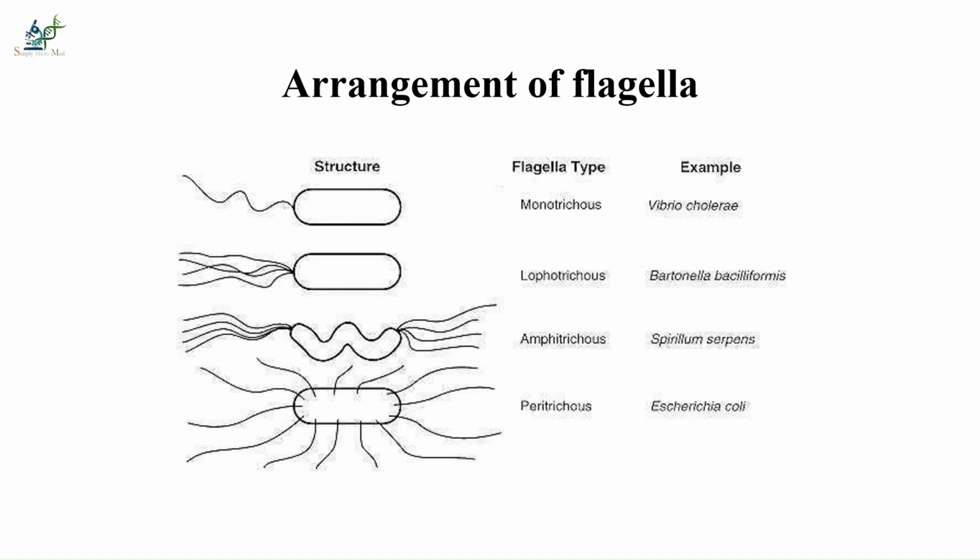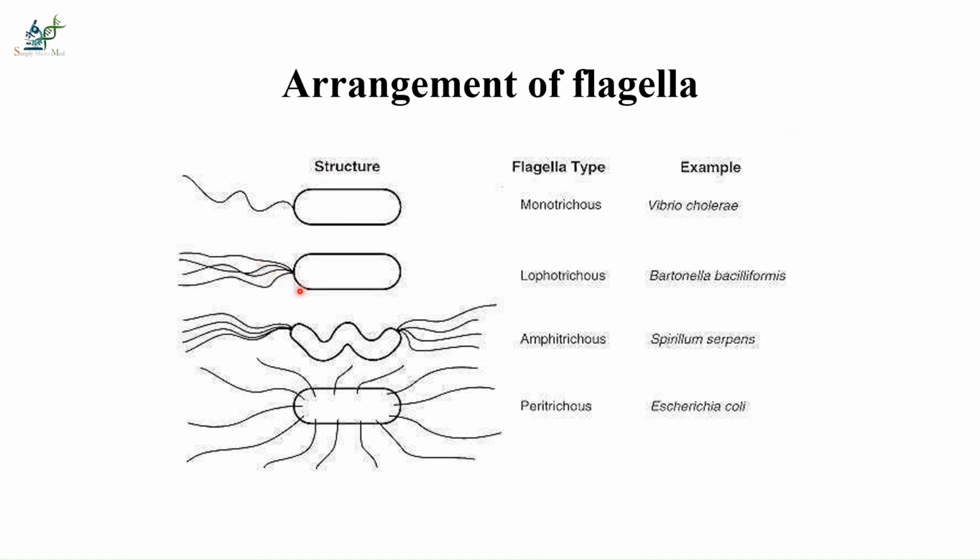Next, about the arrangement of flagella. Depending upon the arrangement of the flagella, we can classify bacteria into monotrichous, lophotrichous, amphitrichous, and peritrichous. If the flagellum is seen at one end of the bacteria, we call it monotrichous. That means a single flagellum at one end. An example is Vibrio cholerae.